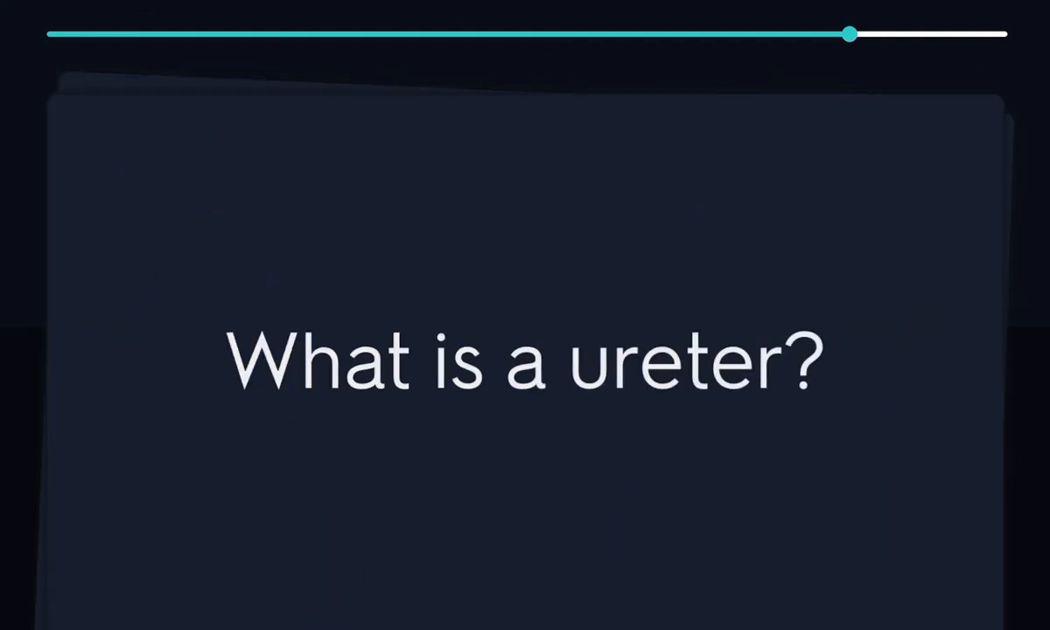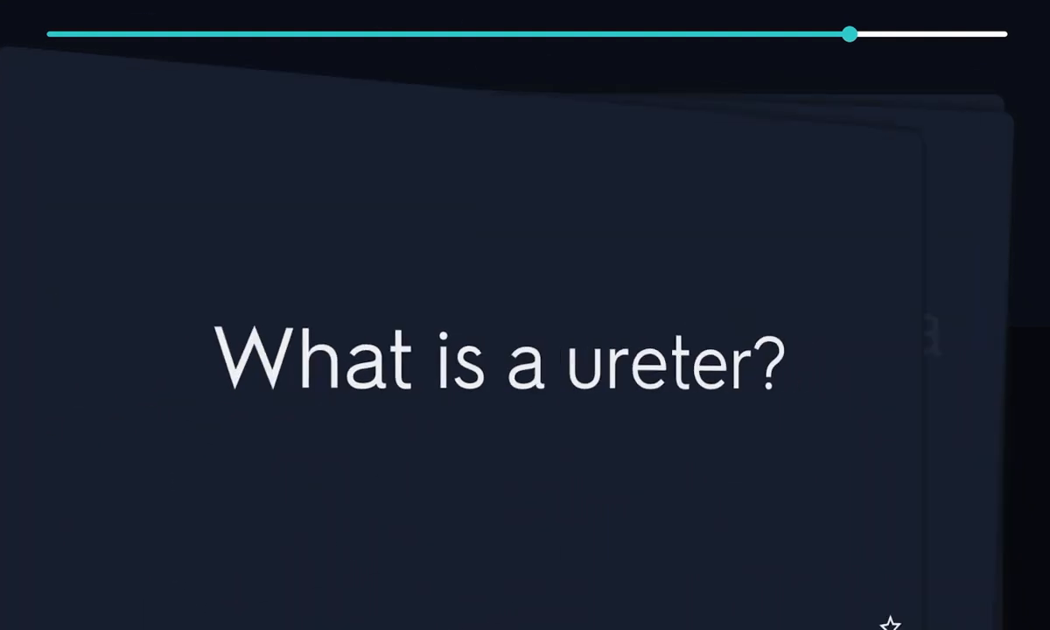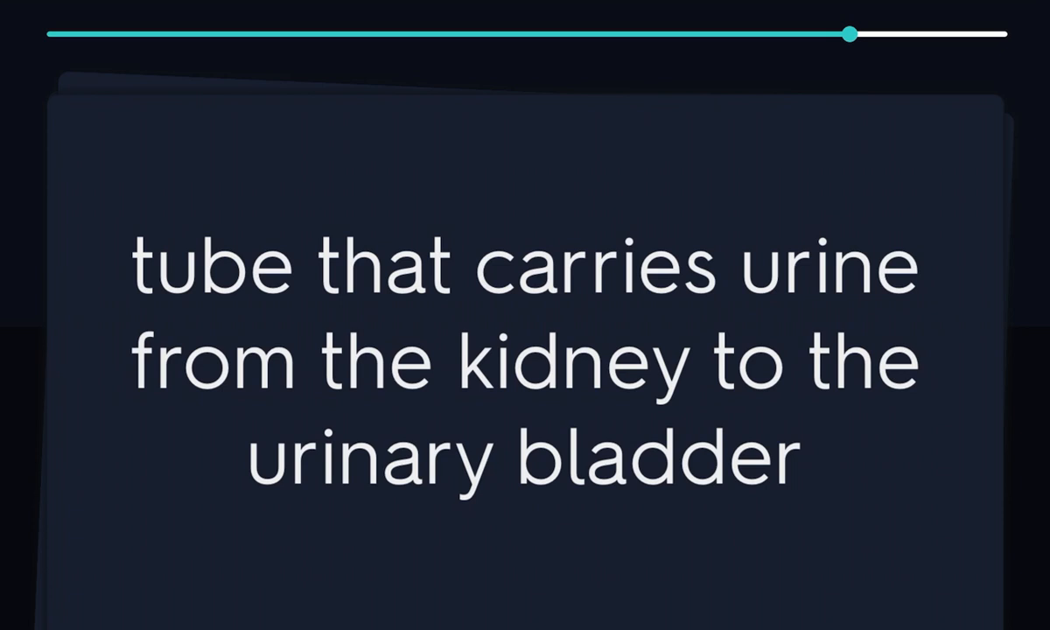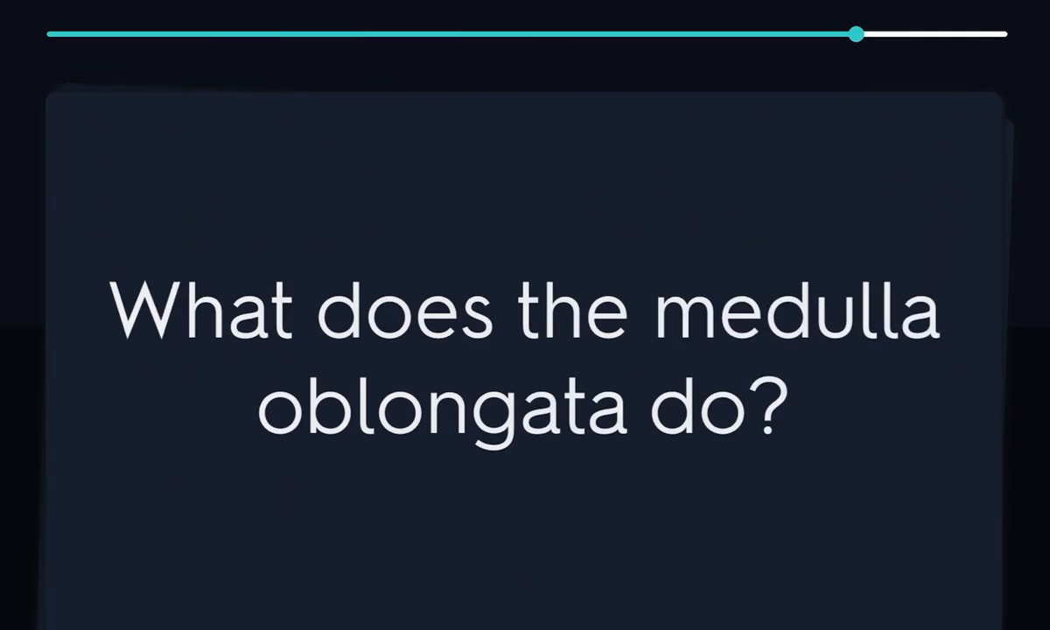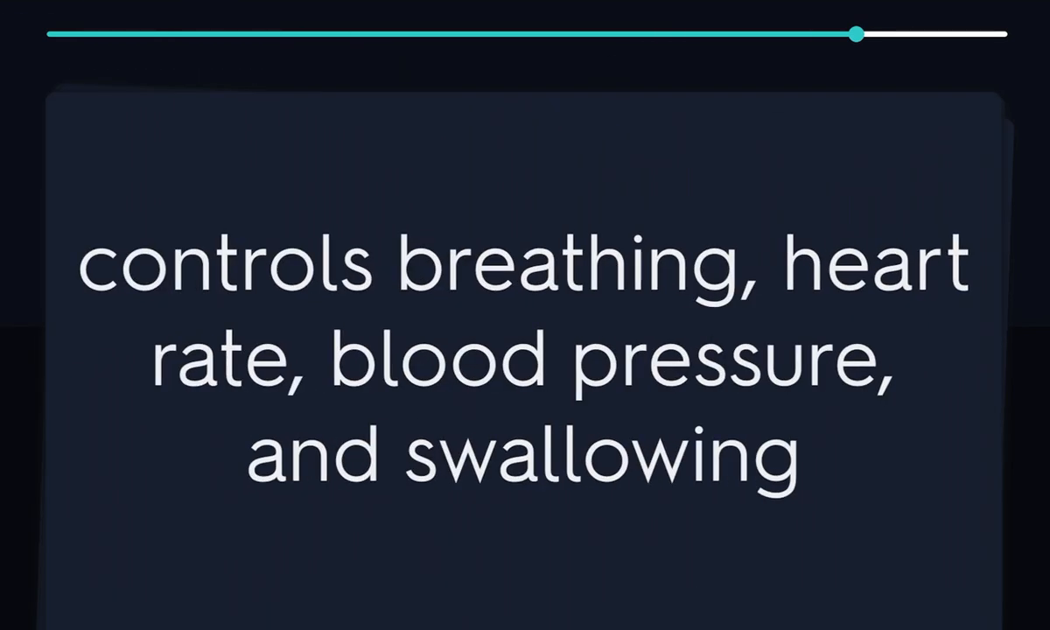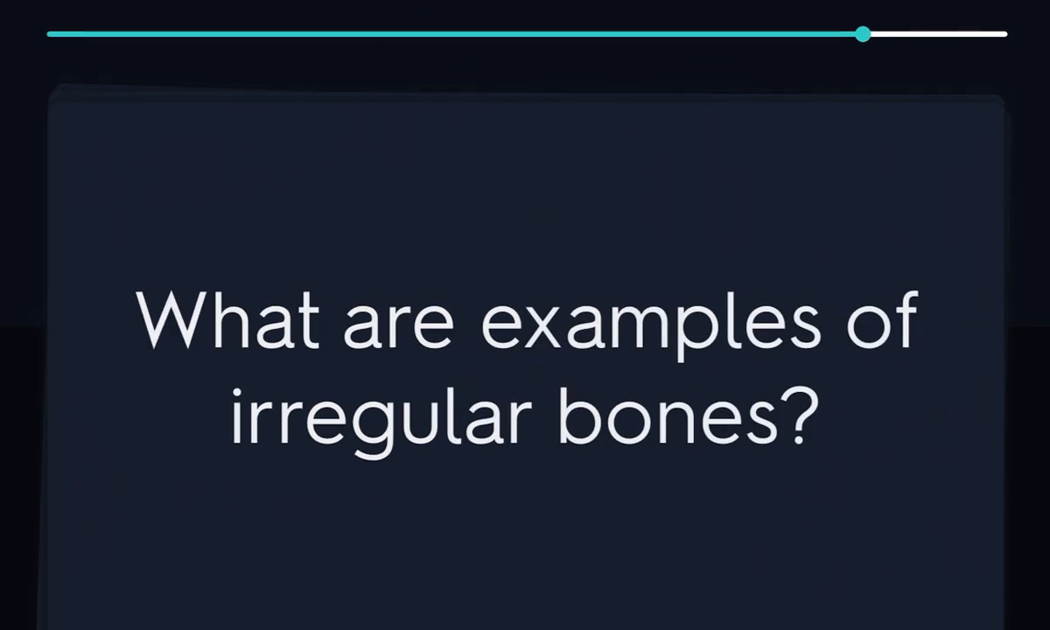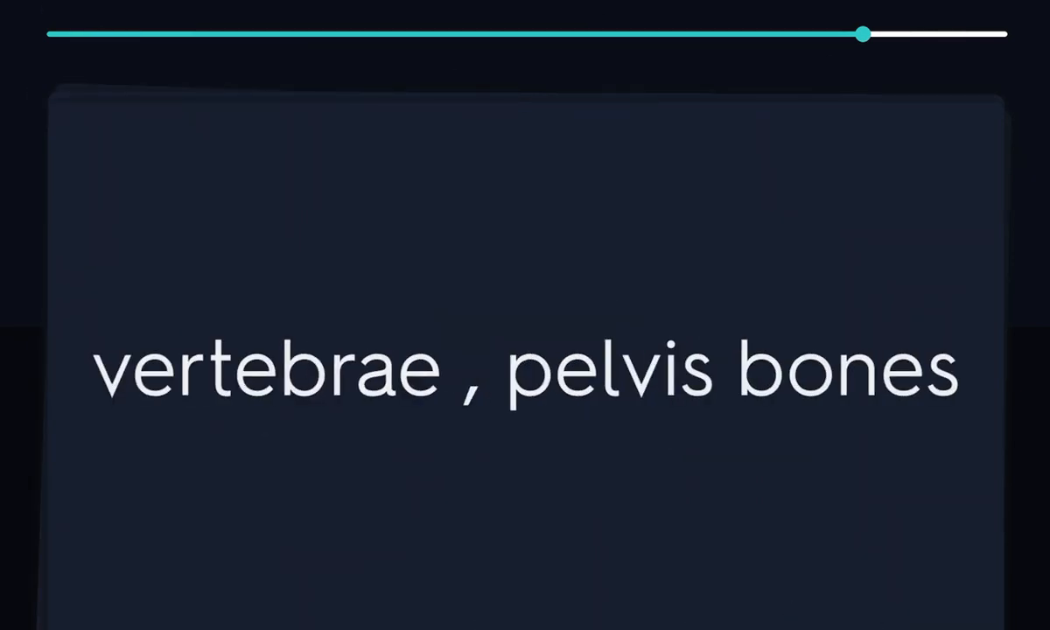What is a ureter? Tube that carries urine from the kidney to the urinary bladder. What does the medulla oblongata do? Controls breathing, heart rate, blood pressure, and swallowing. What are examples of irregular bones? Vertebrae, pelvis bones.